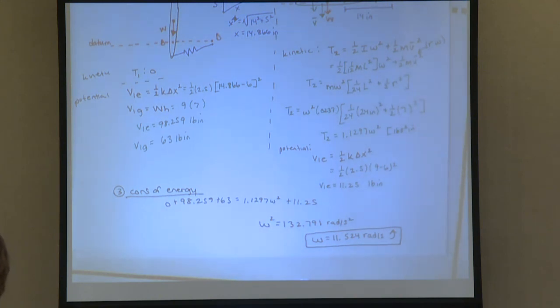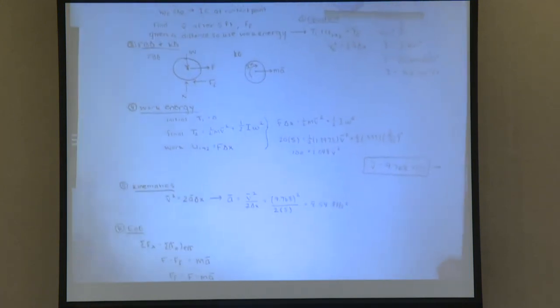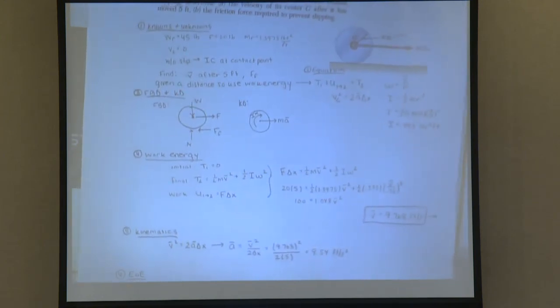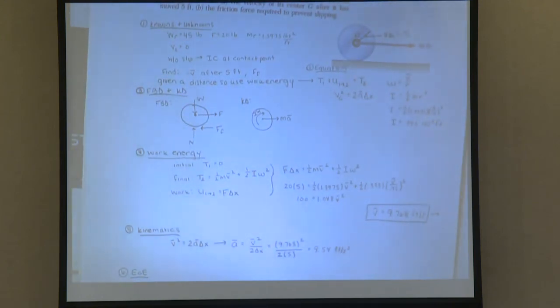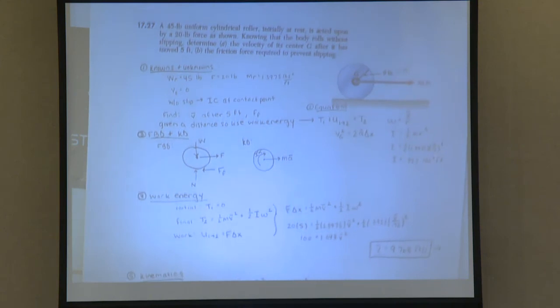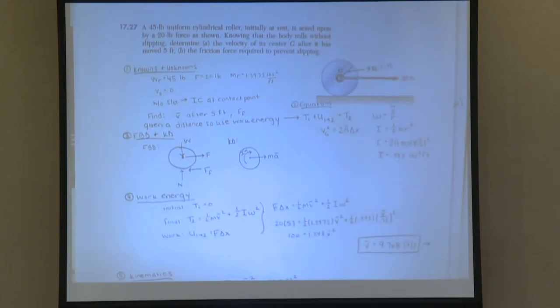So the last problem, I know we didn't have time to get to. I will put it up here just so we can talk about it really fast. So for this problem, it says, if I pull it down a little further, a 45-pound cylindrical roller initially at rest is acted upon by the 20-pound force shown. Knowing that the body rolls without slipping, find the velocity of its center after it's moved 5 feet and the friction force required to prevent slipping.